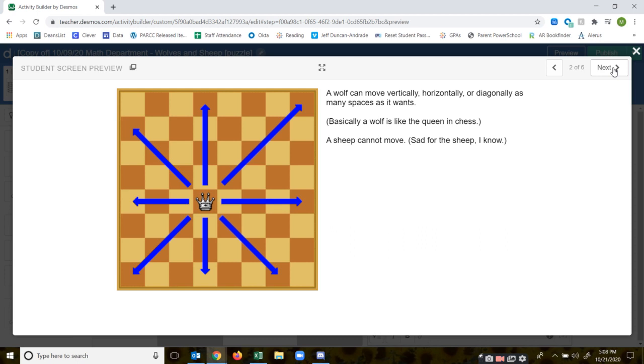A wolf can move vertically, horizontally, or diagonally as many spaces as it wants. Basically, a wolf is like the queen in a game of chess. A sheep cannot move. Sad for the sheep, I know.